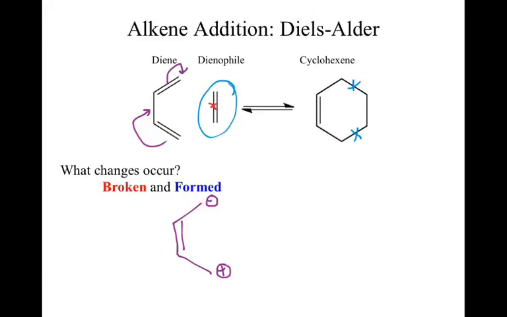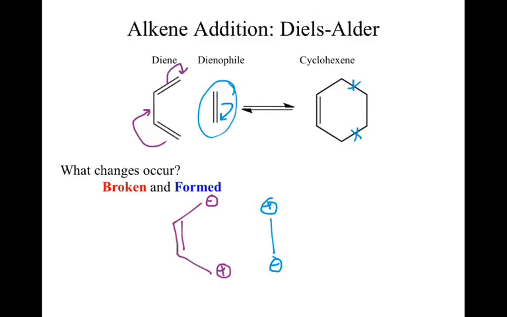Well, what about the dienophile? Well, the dienophile, I can do the exact same thing. I can draw a resonance structure where I've taken those pi electrons and I've put them on that single carbon. So now what I'm saying is that, well, I didn't really break that pi bond. So now when I go through and look at what changes occurred in my overall reaction, well, nothing was really broken, but I formed two sigma bonds.